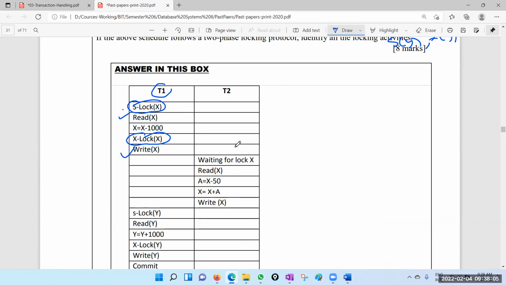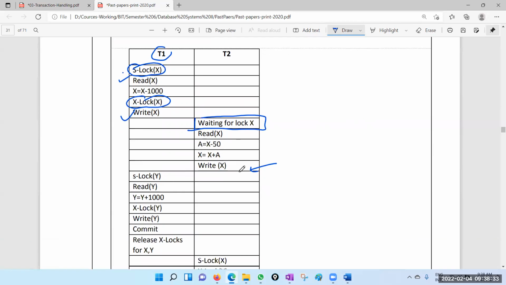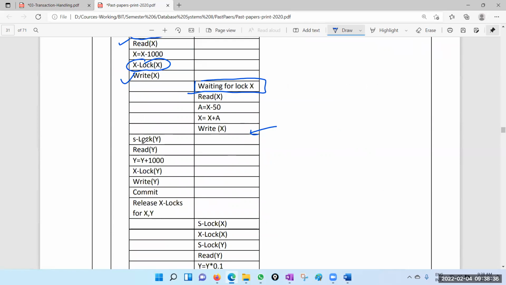Now it is waiting. T2 is waiting for the shared lock. Now it is waiting for the exclusive lock. The examiner has not mentioned it twice, but in reality, you have to mention here waiting for the shared lock, and here waiting for the exclusive lock of X. Now transaction 1 is taking the shared lock of Y. Now it is taking the exclusive lock of Y. Now you commit. Once you commit, you can release all the locks.